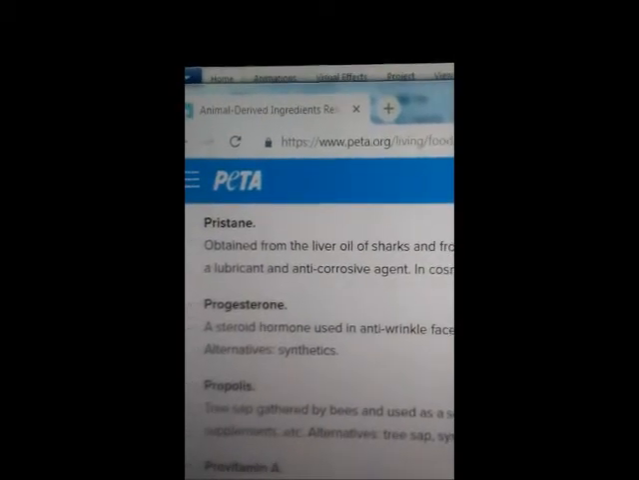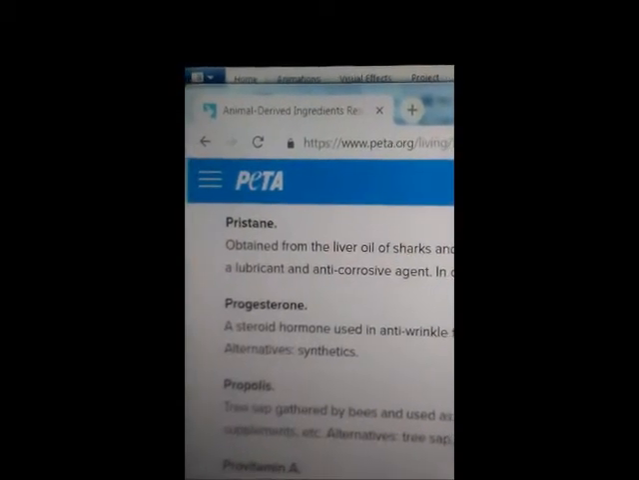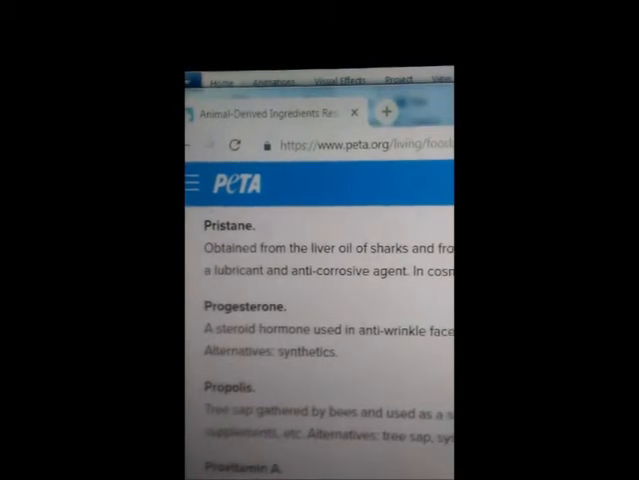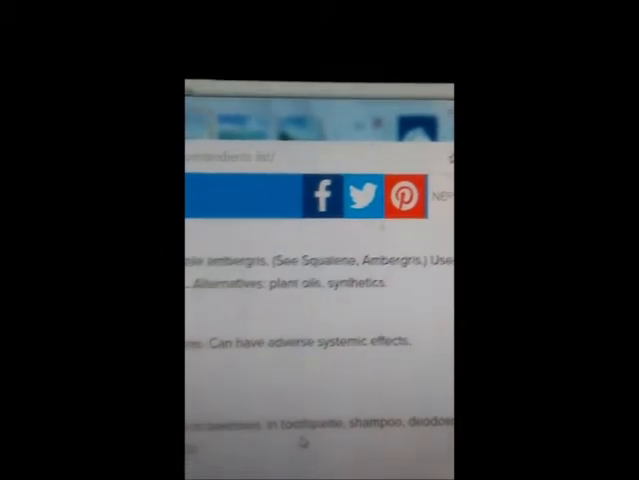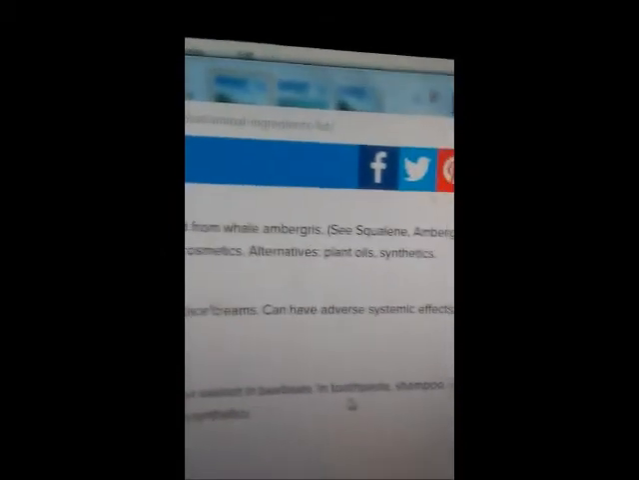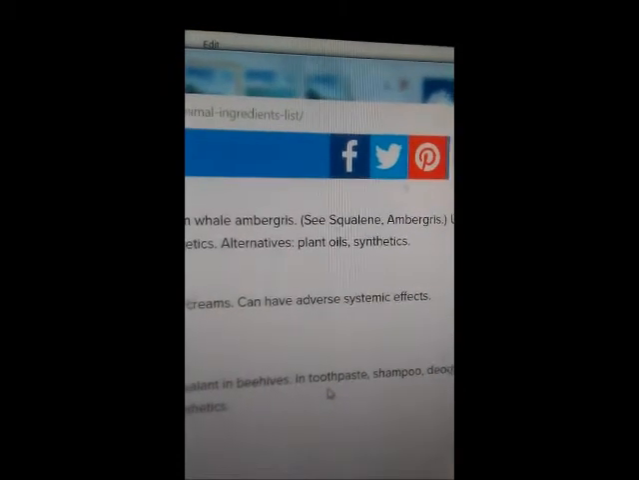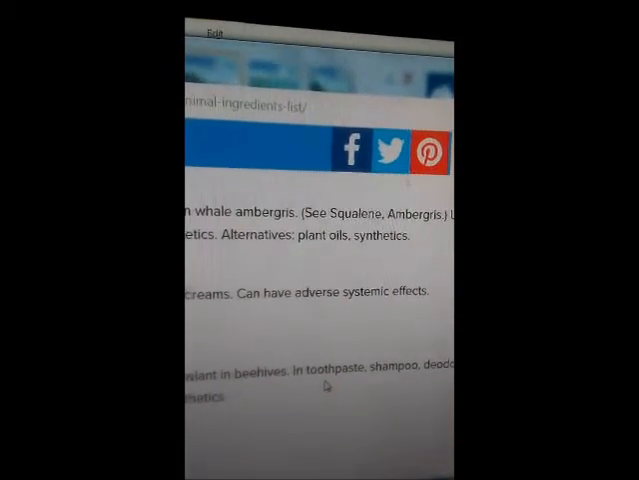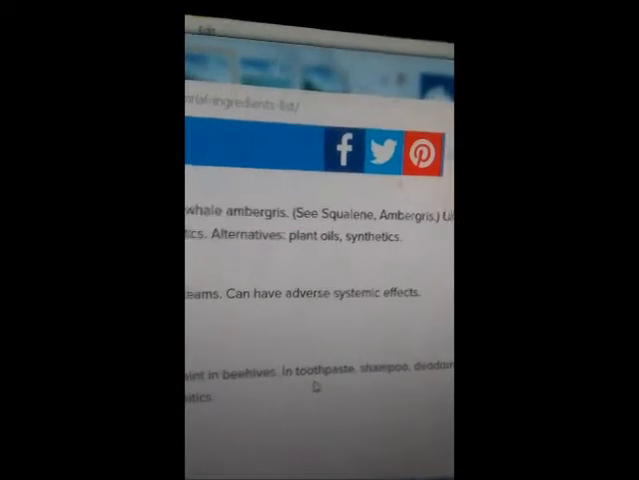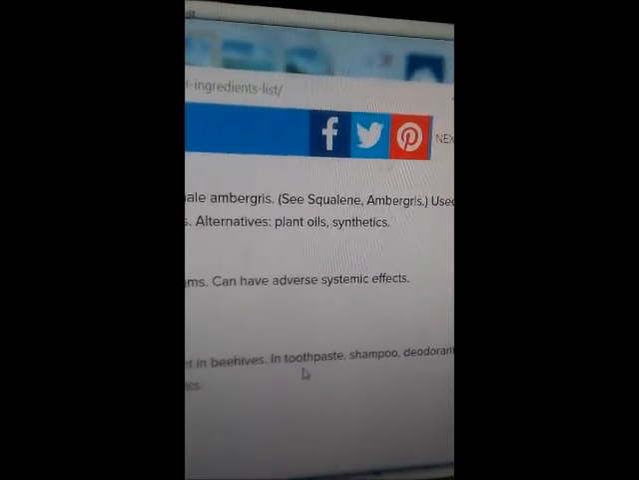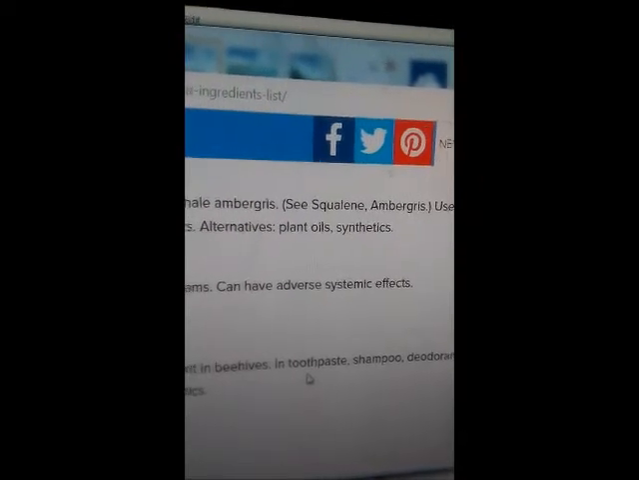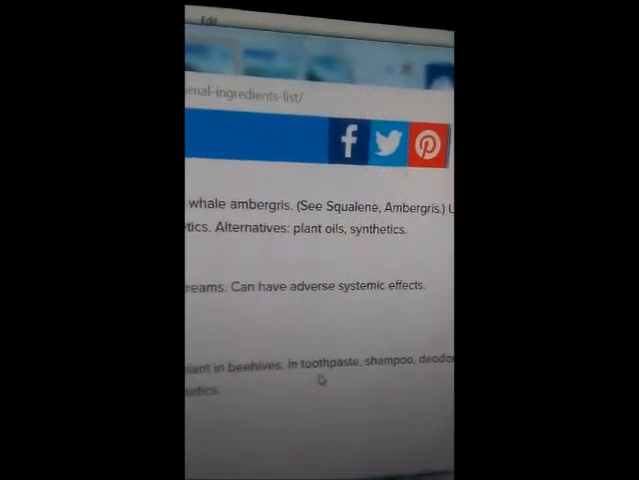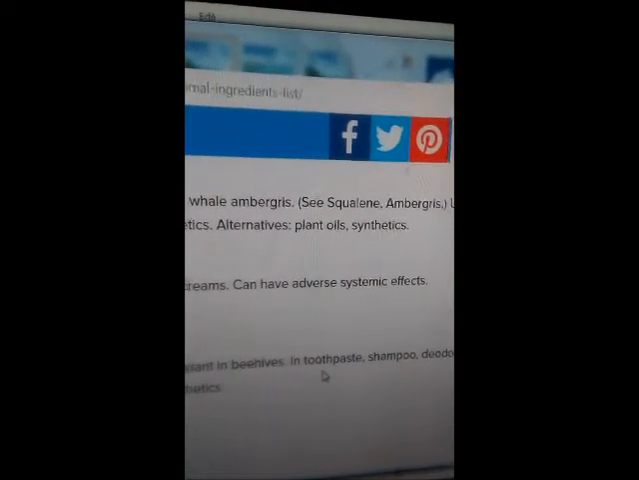Okay. You got progesterone. Progesterone is a steroid hormone used in anti-wrinkle face creams. And it says it can have adverse systemic effects. So know what you're using, know what you're picking up, know what you're advertising. Also, if you are someone who sells these products as well, if you're against it, don't be partakers of selling it. If you are able to avoid it as much as possible.